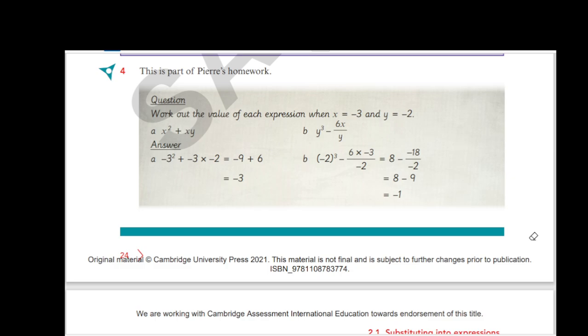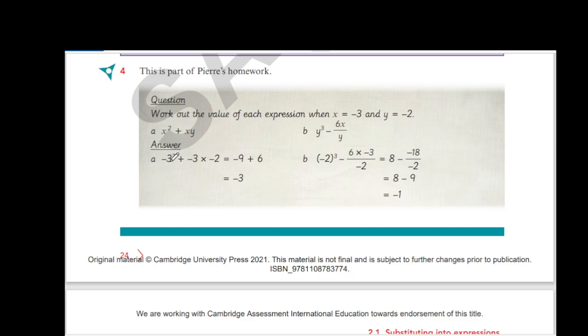In question number 4, there is a part of a pilot's homework. The question given in that homework is to work out the value of each expression. You have to work out the values of the expressions in which x is given as -3 and y is given as -2. So you have to check whether these answers are correct or not. By putting the values, the value of x is -3 and the value of y is -2.